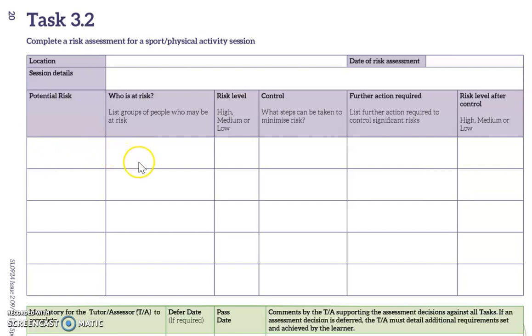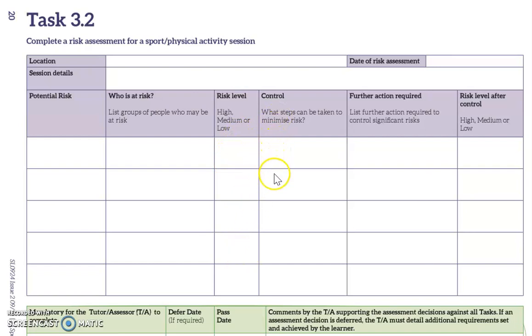Who's at risk? So you need to think about who is in danger of the potential risks that you've identified. So you might list these as a group of people. So is it the student themselves? Is it the teacher? Is it anyone else? And then you need to determine whether you think that's a high risk, a medium risk, or a low risk. So that's in the third column there.